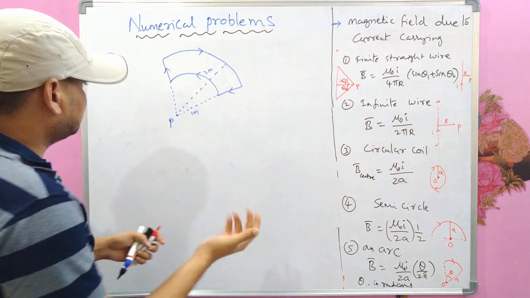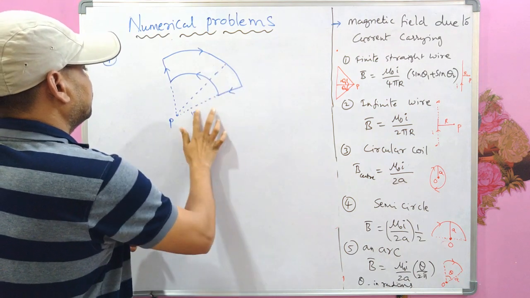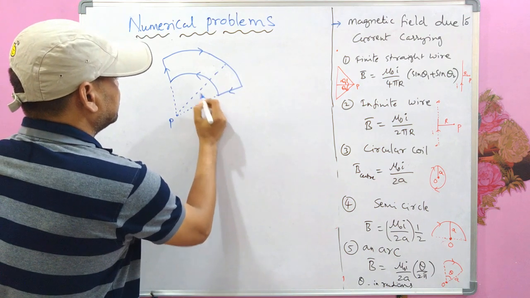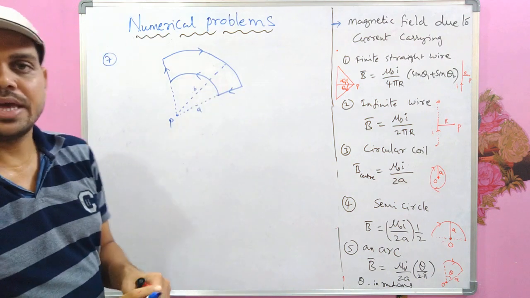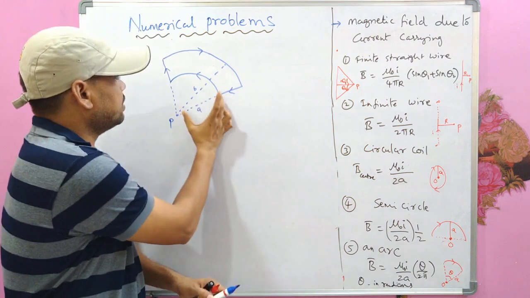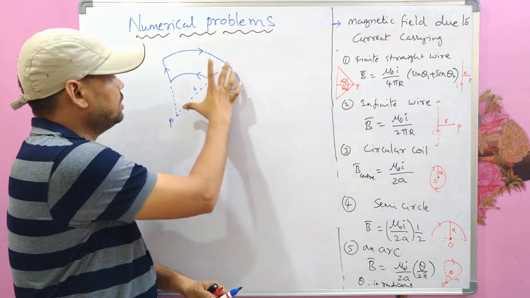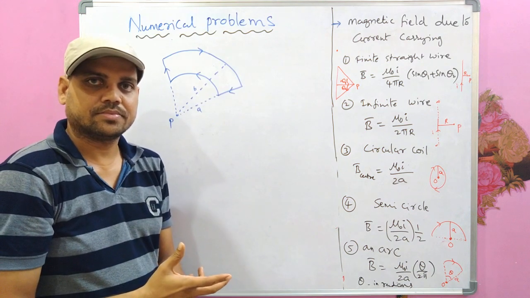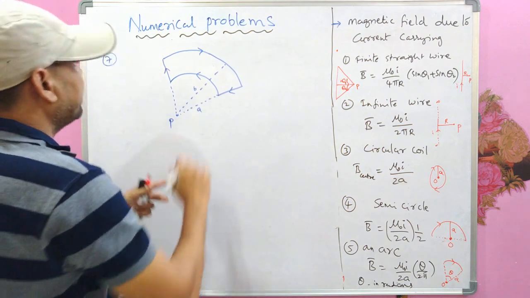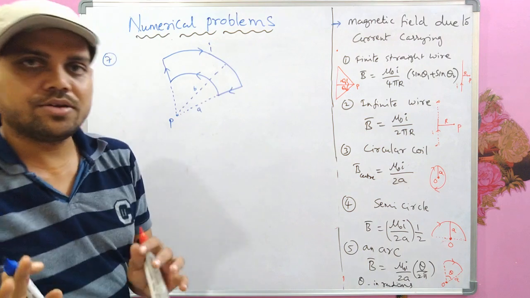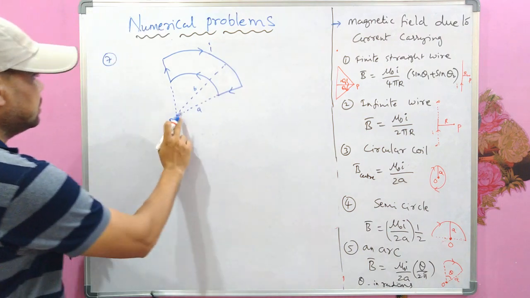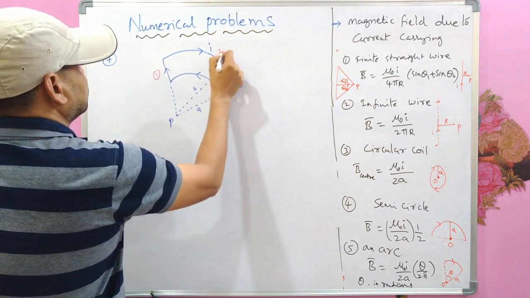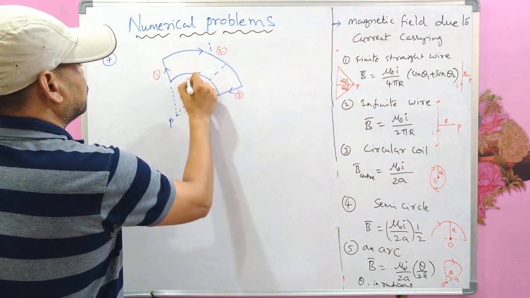Or let me take one general example. Instead of 2 meter or 1 meter, let me take this as A and this as B. A is the radius of the inner semi-arc, B is the radius of the outer arc. Okay, so some current I is flowing. I am not giving the value of it. Okay, so at this point I want the field. So again we have to divide. This is 1, this is 2, this is 3, this is 4.